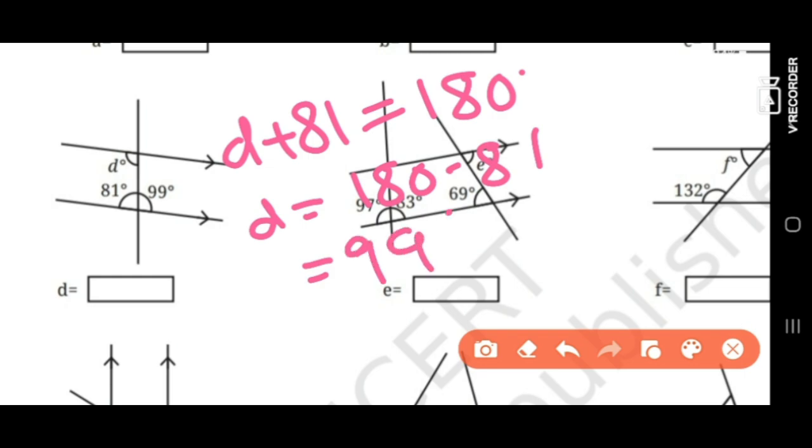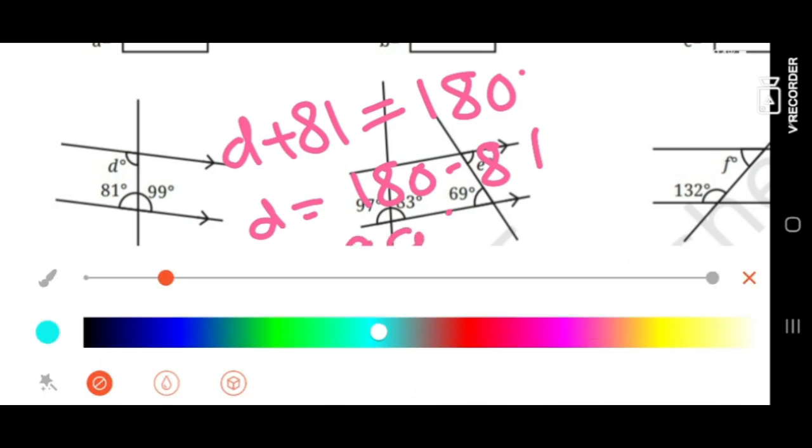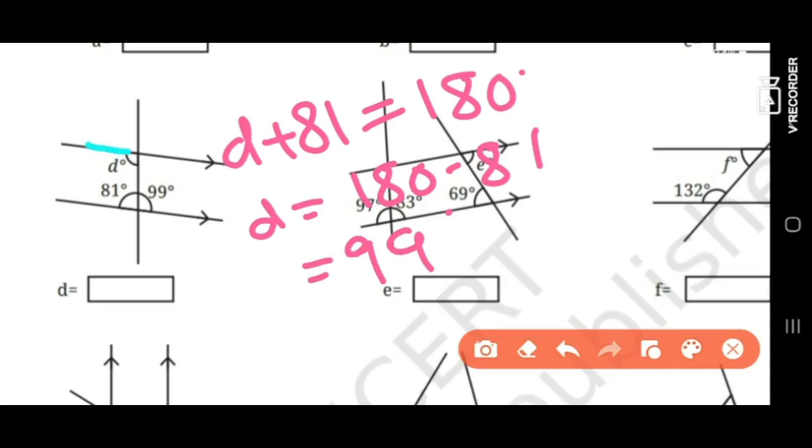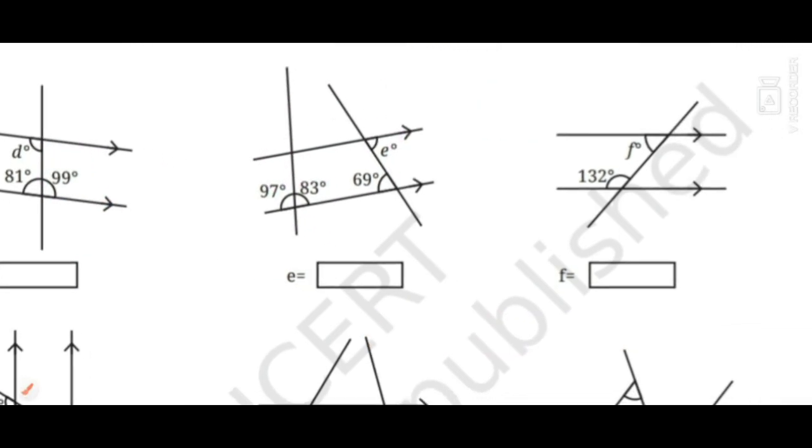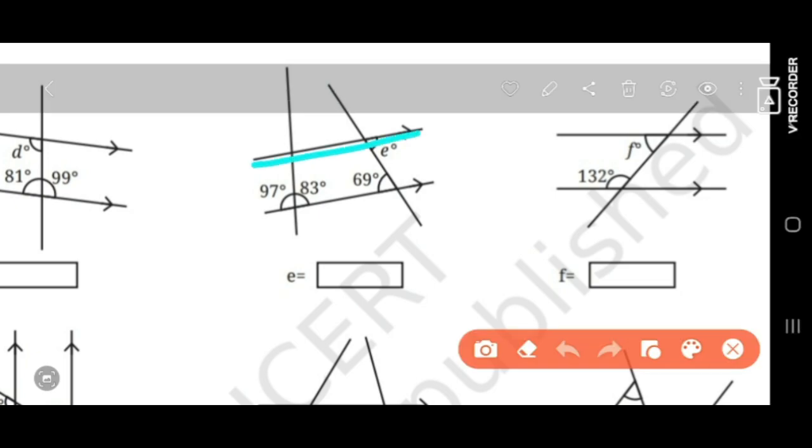Or by the other method, we know that angle D and 99, they both are forming again alternate interior angles, and they both are equal. So you can do it by any of them. Now the next one is, we have to find the measure of E. Now if you observe here that these two lines are parallel and the third line is acting as transversal. Again, they are forming a Z shape. So the measure of angle E is 69 degrees.